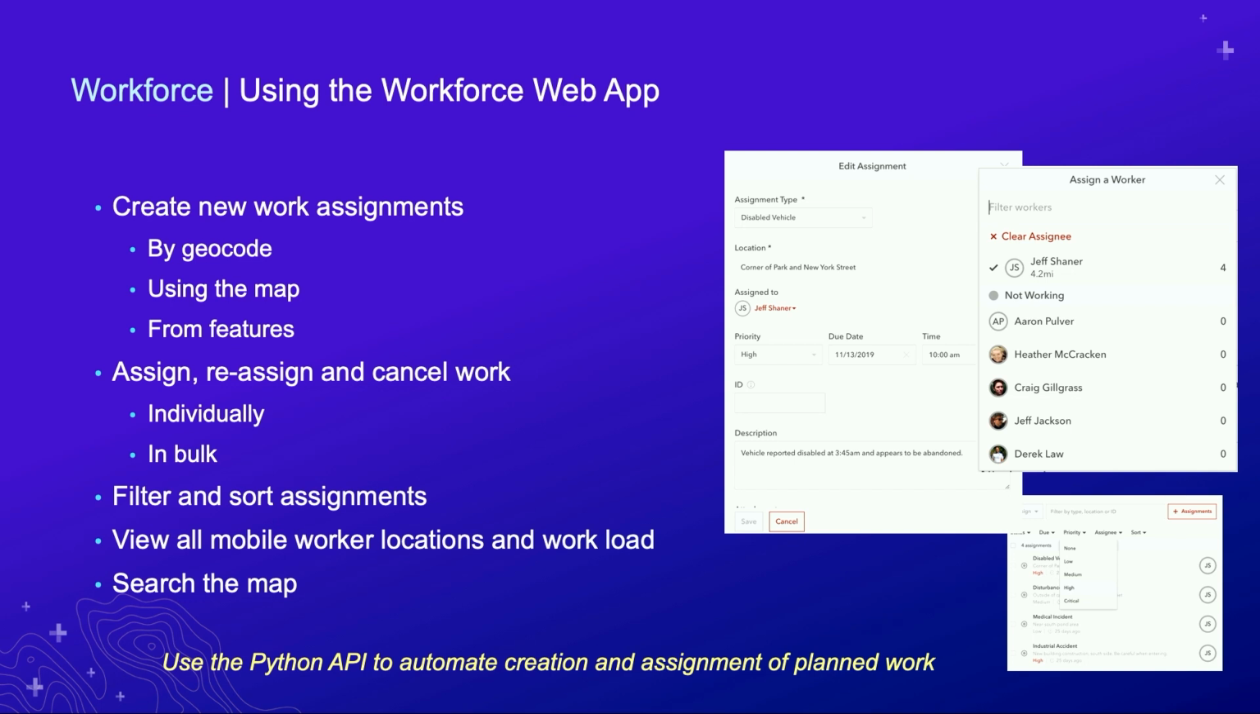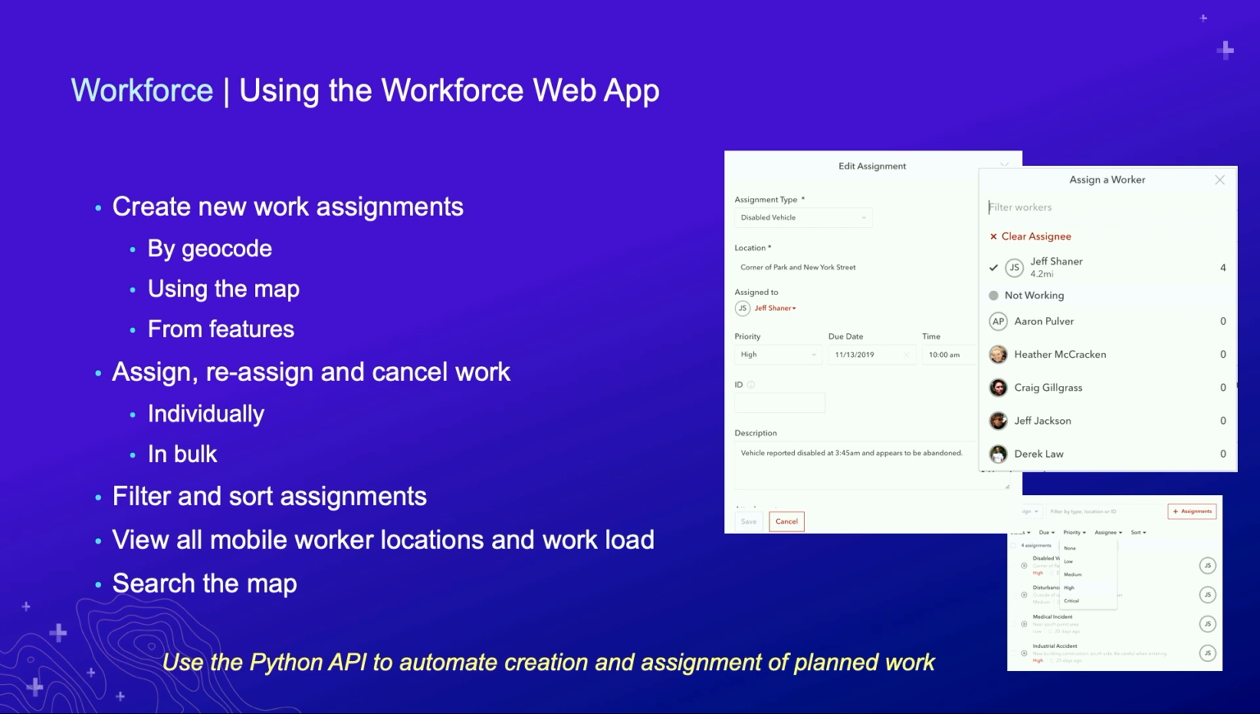I can filter and sort those assignments in the list. I didn't show you any of that because I only had 2 assignments in there. But if I wanted to just look at all the unassigned work, perhaps it's come in from a separate system, I could filter to just show all that unassigned work. And I could sort them based upon priority, perhaps, and then start assigning it. I can view the current location of all our mobile workers and see how much work they have assigned to them already. That might be a factor in what I want to assign and who I want to assign it to. And like I mentioned already, you can search the map.